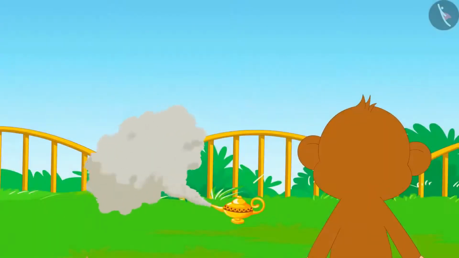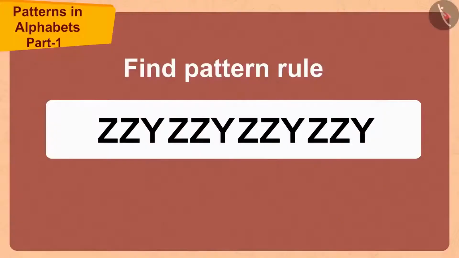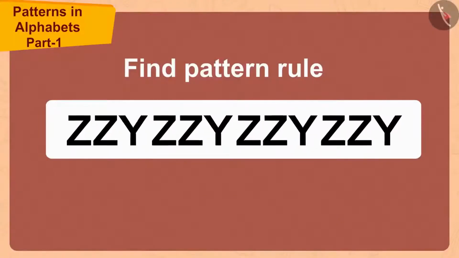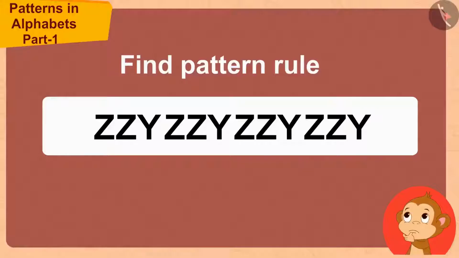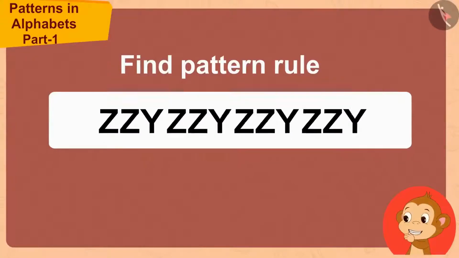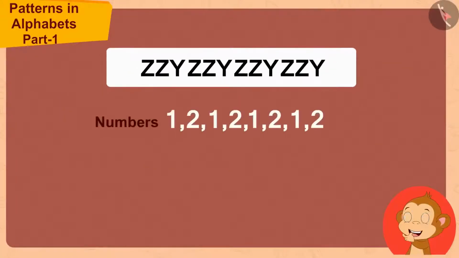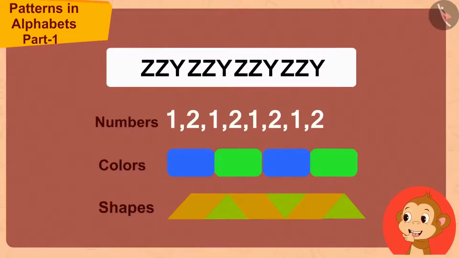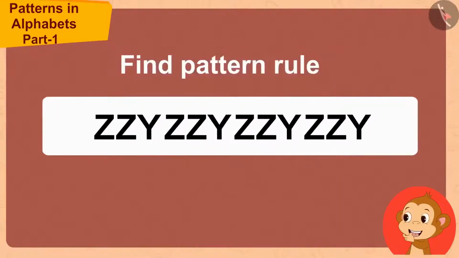As you wish, my lord. Saying this, the genie showed Babban such a pattern. Babban was baffled for a while. I have seen patterns made of numbers, colors and shapes, but in this pattern, I can see only the letters.